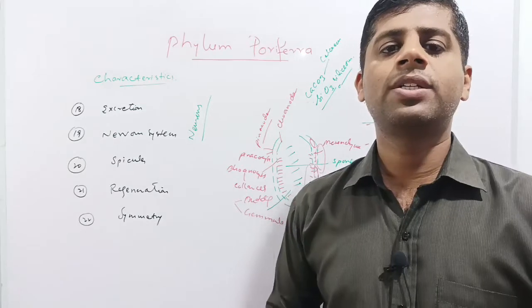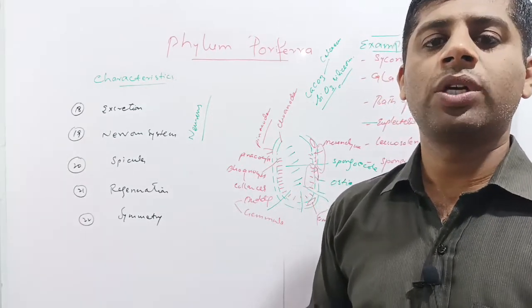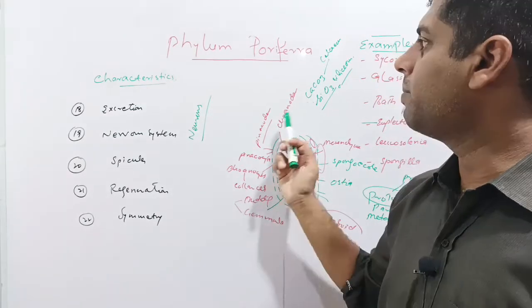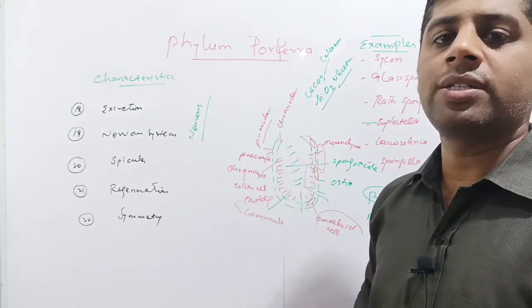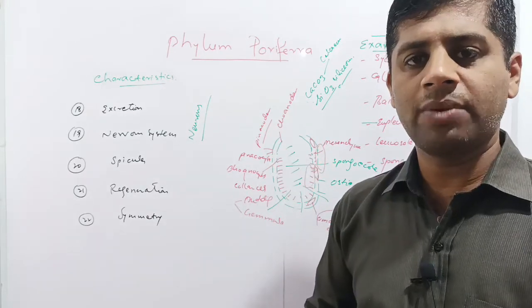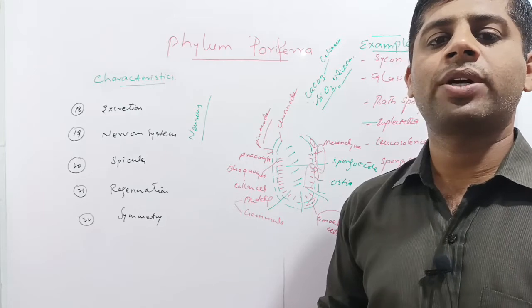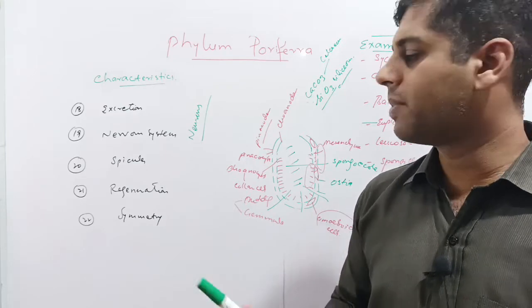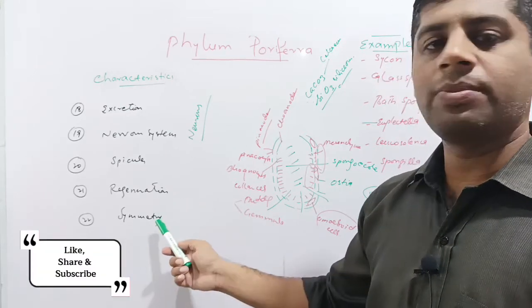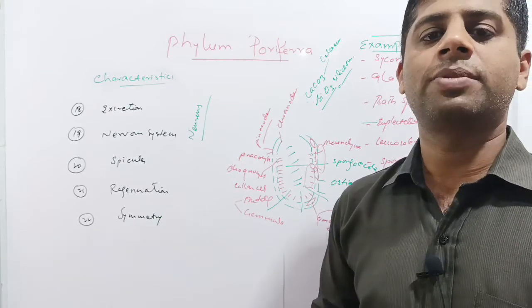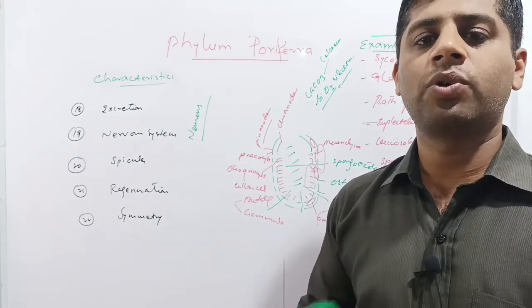Symmetry is basically the division into two or more equal halves by an apparent line. Members of Phylum Porifera are usually asymmetrical, symmetry is usually absent in the Phylum Porifera, and these animals cannot be divided into two or more equal halves by an apparent or imaginary line. However, if symmetry is present, then these are radially symmetrical and can be divided into two or more halves.